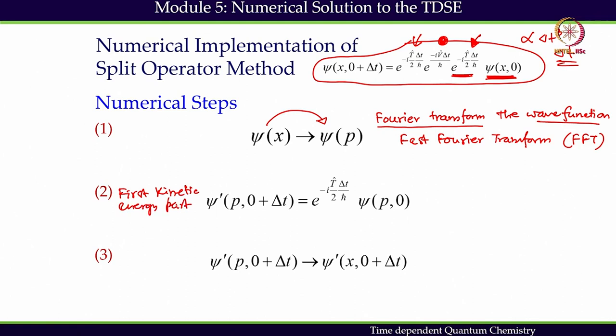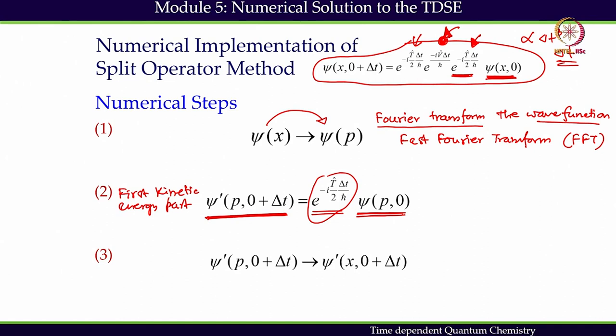The first kinetic part of the propagator will be employed here, as you can see. But remember, here we are using this in the momentum space, and we are propagating the wave function. That is easy to do because this part is in diagonal form now. Once we have got this propagation due to the first part, remember the next operator is going to be this part, which is the potential.